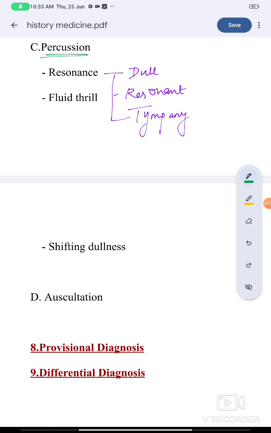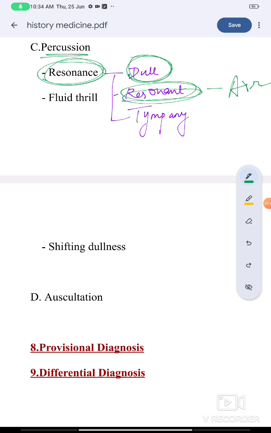Next is percussion. In percussion you tap the part with the finger. On percussion, means on tapping, you can hear three types of sound. One is dull sound. Next is resonant. Resonant sound is the normal sound. It is seen in places where air is filled. Then there is a tympanic note. Tympanic note is seen when there is a hollow viscus. Then there is a dull note. Dull note is seen if fluid and all is present.